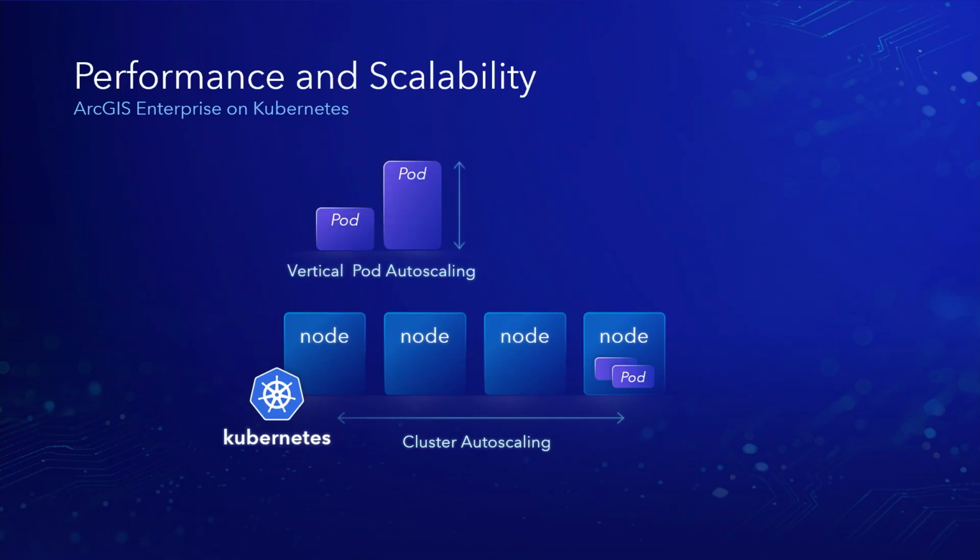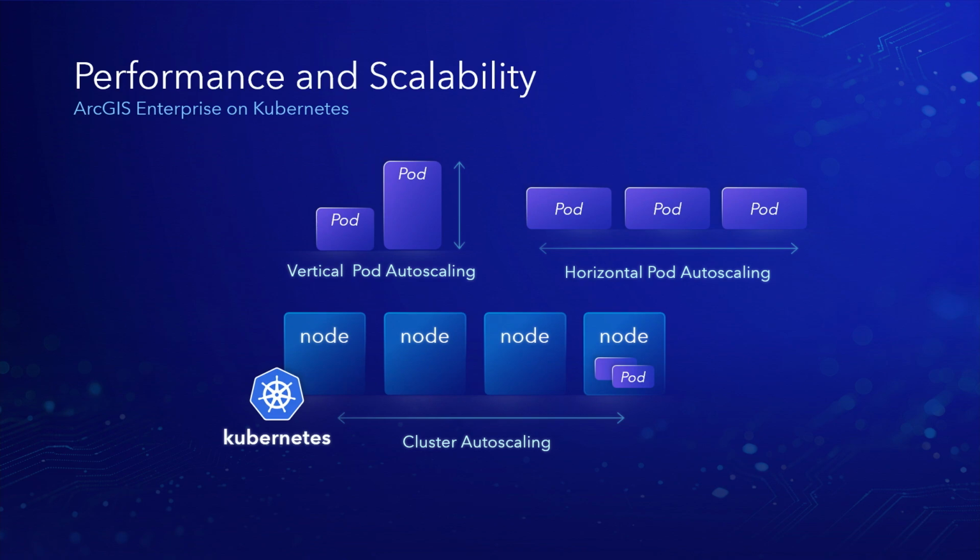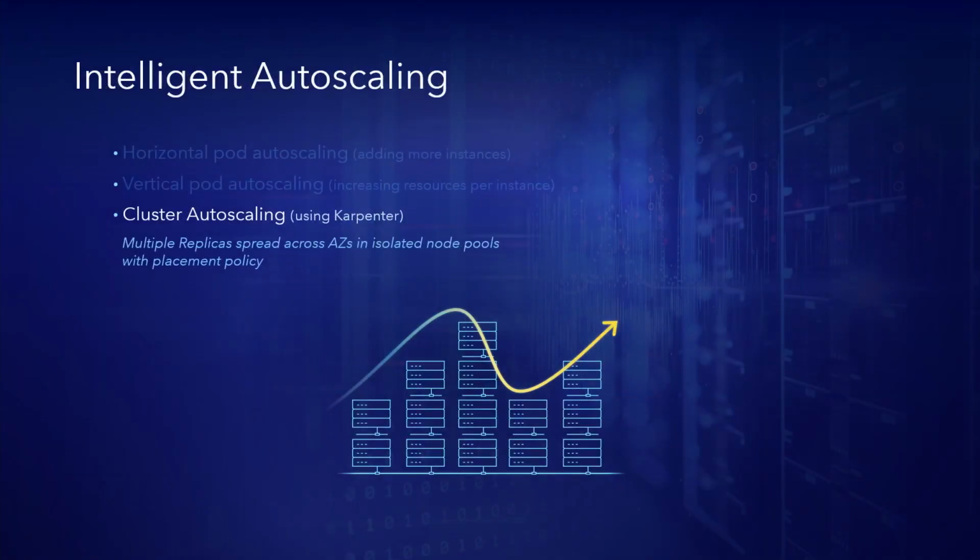With regard to performance and scalability, you can obviously scale the cluster. You can also scale each of the pods vertically in terms of their sizing, or the number of them in terms of horizontal pod scaling. The thing that I want to highlight for this year is cluster autoscaling. It's available through Karpenter and through our built-in systems, where you're able to scale the cluster automatically up and down. And instead of me reading and explaining what multiple replicas spread across AZs and isolated node pools with placement policy is, it's probably best experienced through a demo. So I'd like to introduce Andrew to show us how it's done.